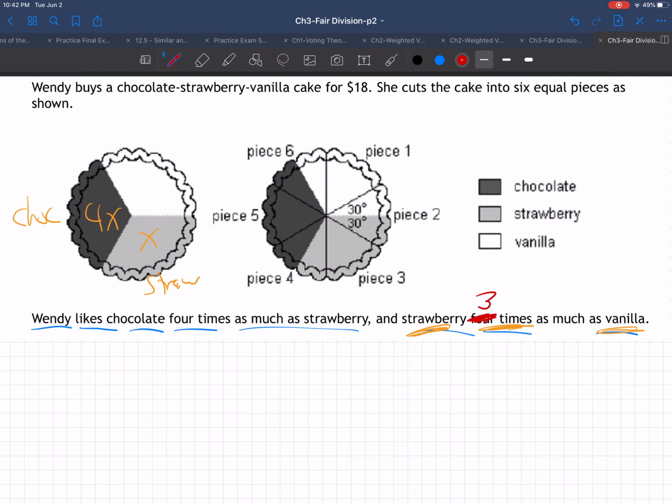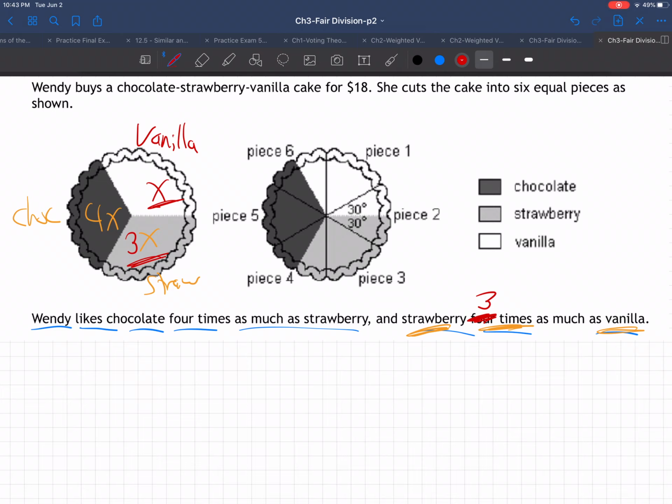Okay, so let's say strawberry is 3 times as much as vanilla. So how am I going to do that? You might think, well, we'll just do the same thing. Just make strawberry 3x and make vanilla up here x. The problem with that is it cannot be right. Why not? Strawberry is 3 times vanilla. Yeah, that part's good.